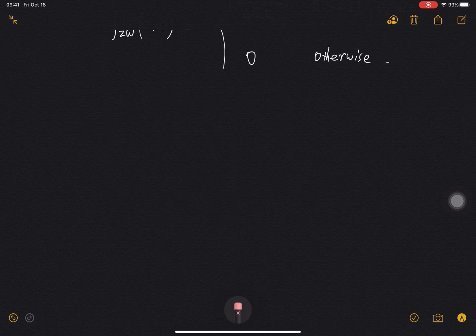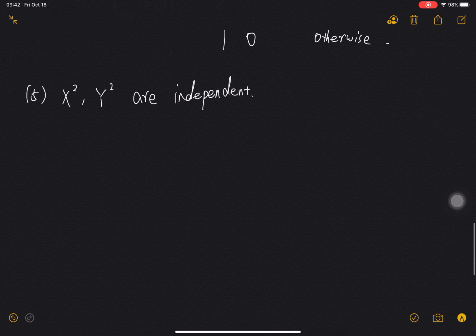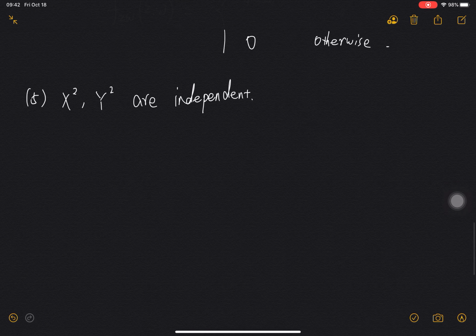Last question, question 5. We need to prove or disprove whether x squared and y squared are independent or not. Yeah, the same as question 3. We need to check if this joint density function is the product of two density functions.